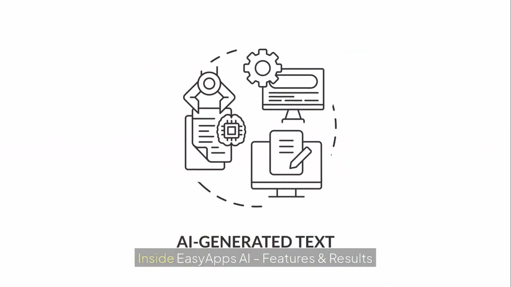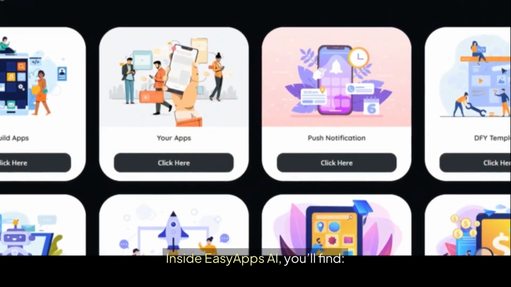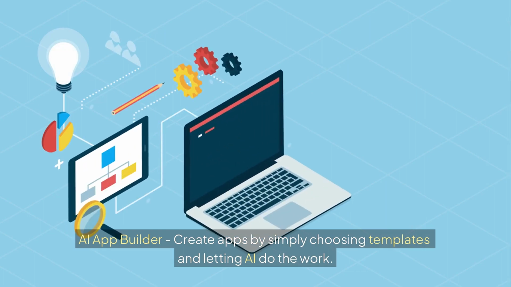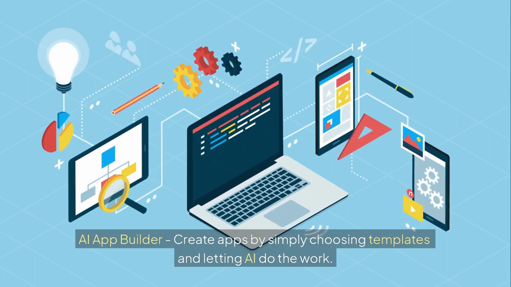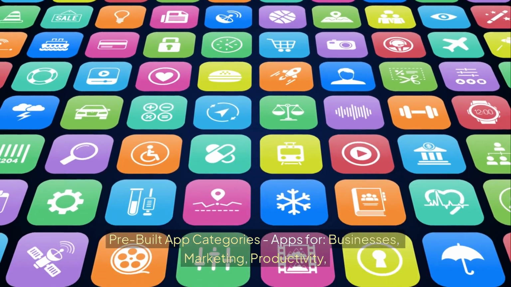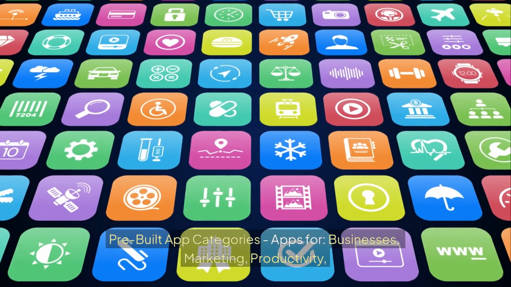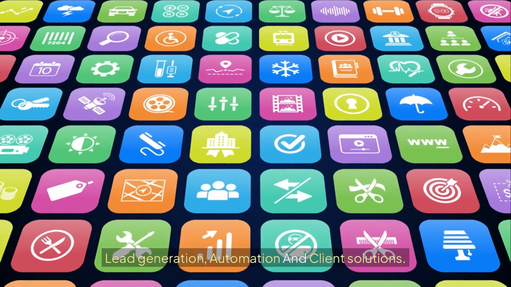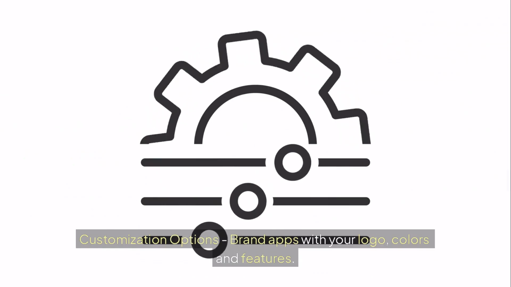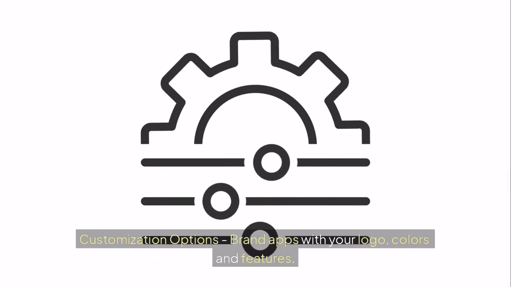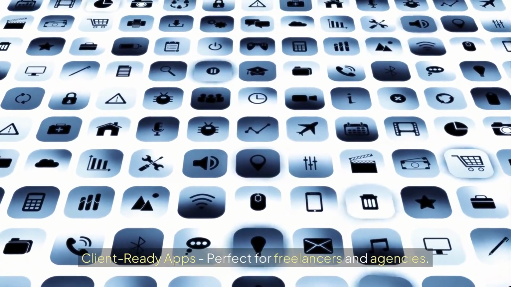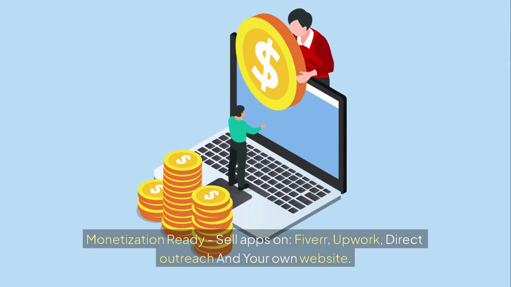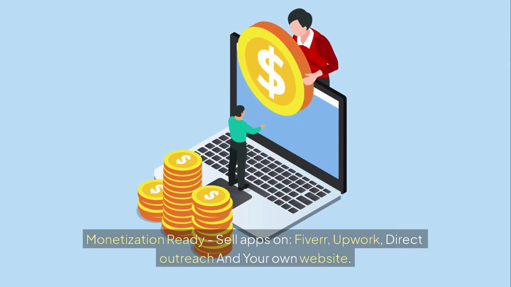Features and results inside EasyApps AI. You'll find the AI App Builder. Create apps by simply choosing templates and letting AI do the work. Pre-built app categories: apps for businesses, marketing, productivity, lead generation, automation, and client solutions. Customization options: brand apps with your logo, colors, and features. Client-ready apps perfect for freelancers and agencies. Monetization-ready: sell apps on Fiverr, Upwork, direct outreach, and your own website.